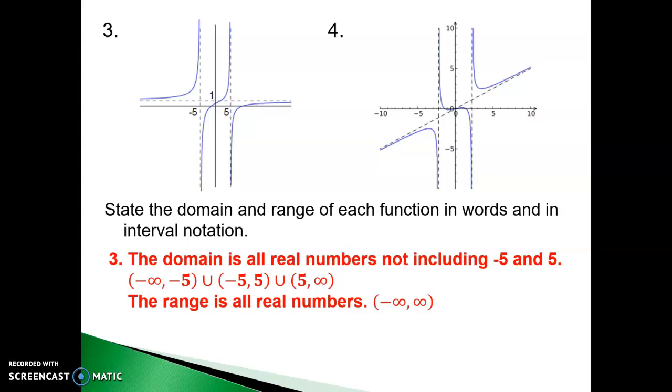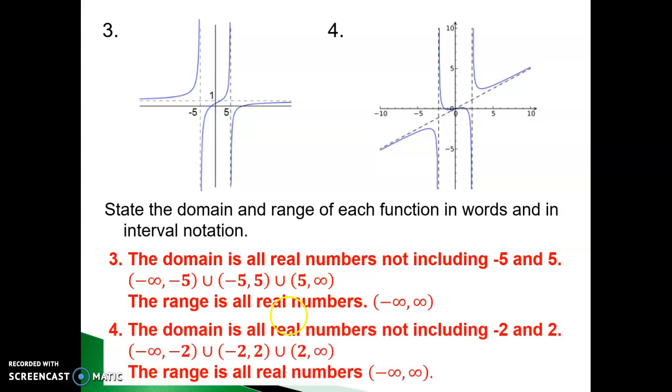So looking at that graph, the domain seems to be from -infinity to approximately -2, and then we have a break, and then we are continuous from -2 to +2, and then that asymptote makes a break again, and then we have another continuous domain from +2 to infinity. So it's going to be -infinity to -2.